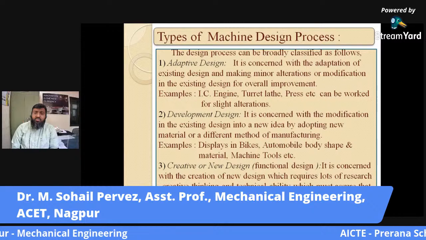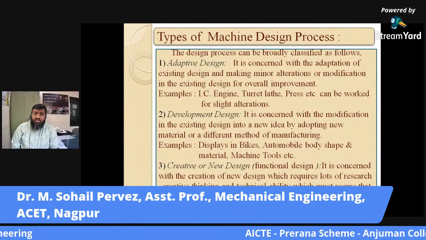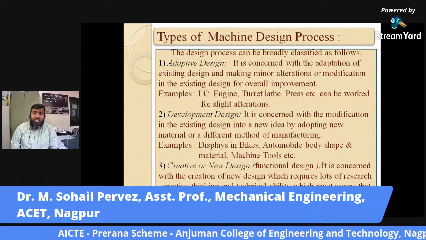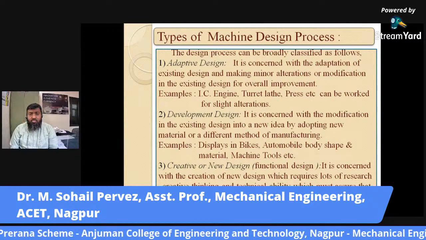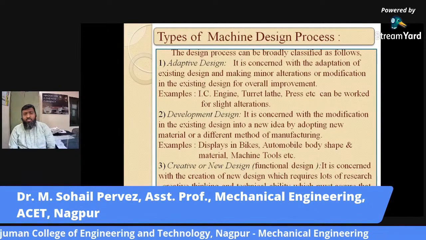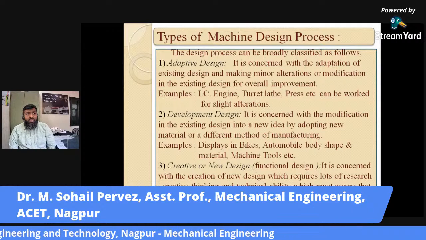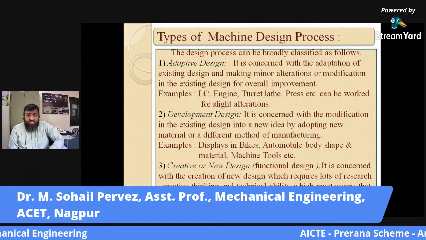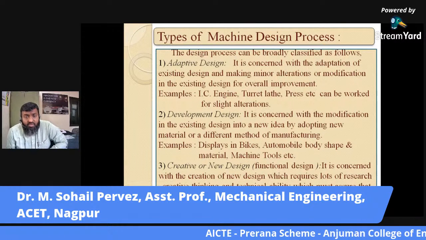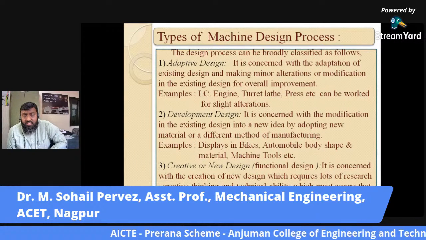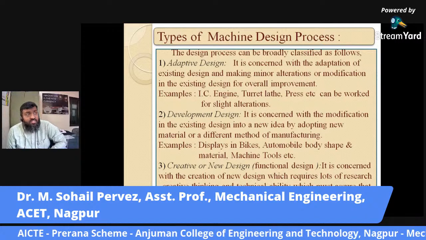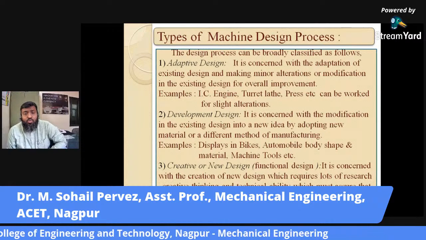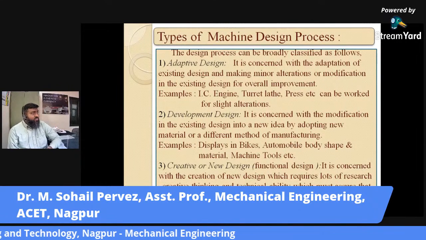Turret lathes, press work, or the presses. All these are very robust. All these are very highly precise designs. But still, some alterations can be made for increasing the efficiency or the performance of that machine. The next type is development design. Now, when we say development design, it is concerned with the modification of the existing design into a new idea by adapting new material. This is very important.